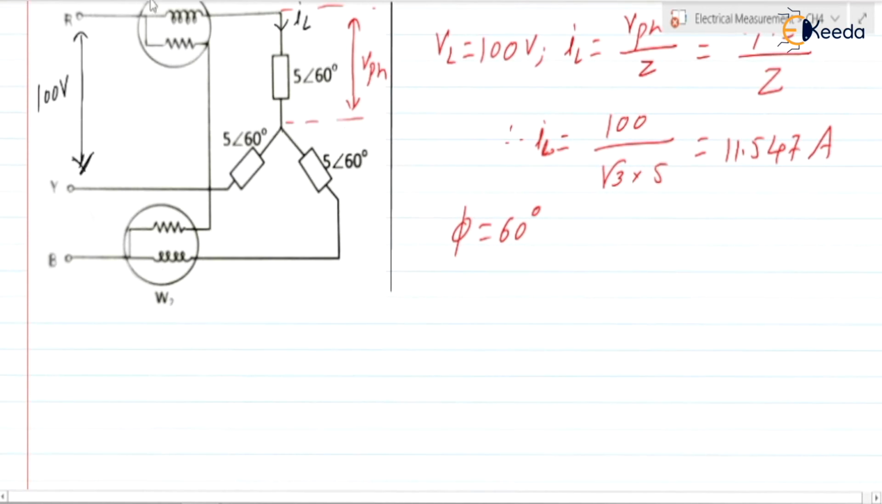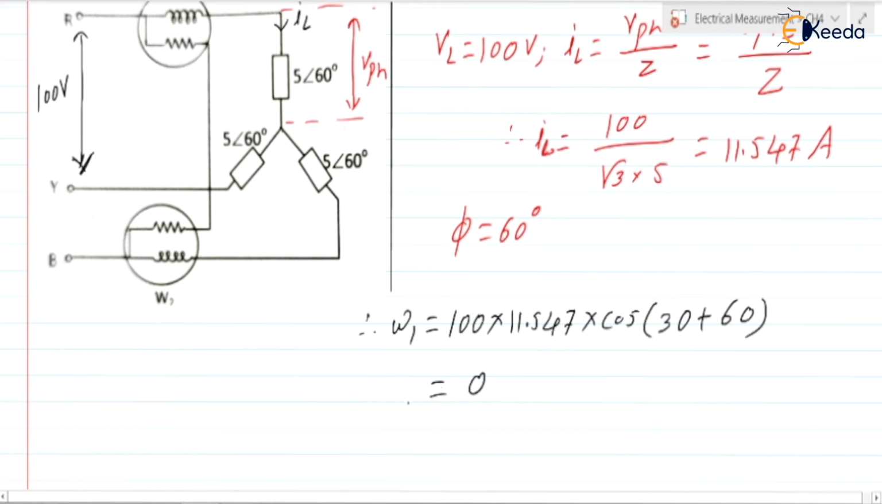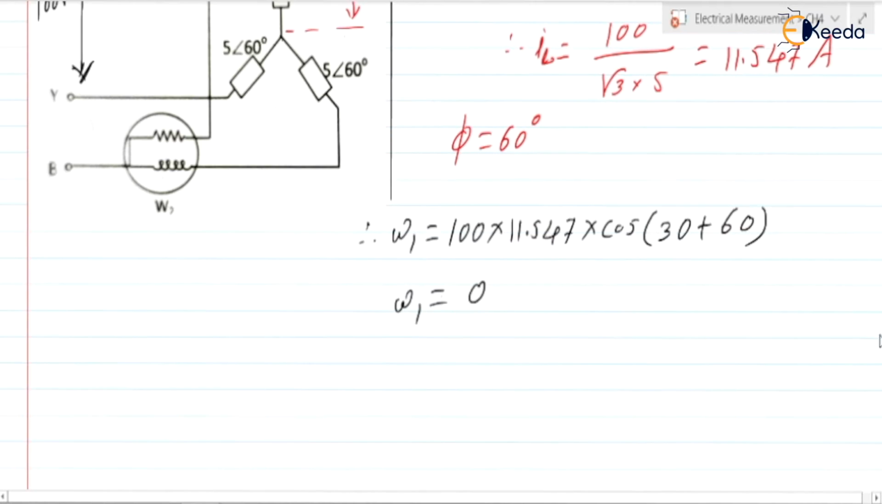So now can we find W1 and W2? Yes. Therefore, W1 is equal to VL into IL, 100 into 11.547 into cos of 30 plus 60. So cos of 30 plus 60, that is cos 90. Cos 90 is 0. So W1 is equal to 0, right?